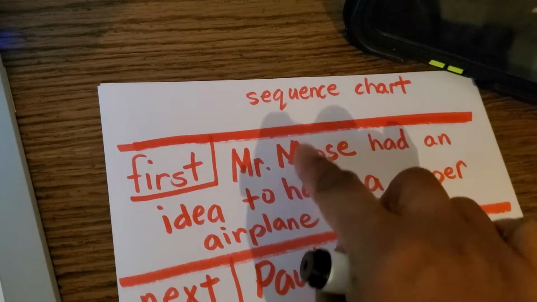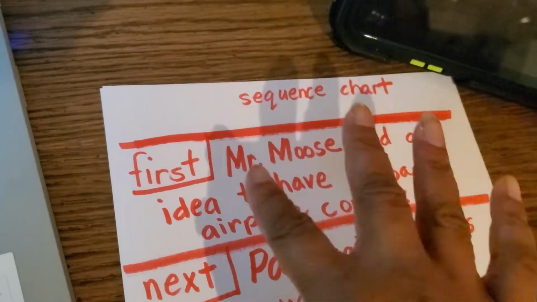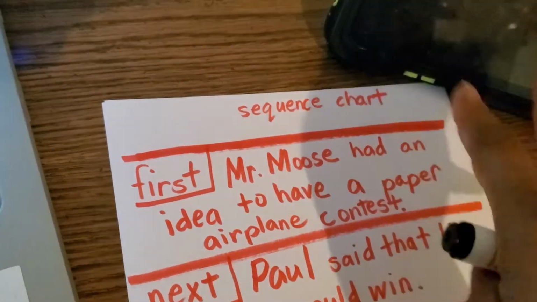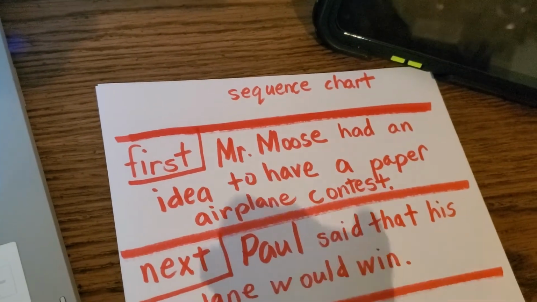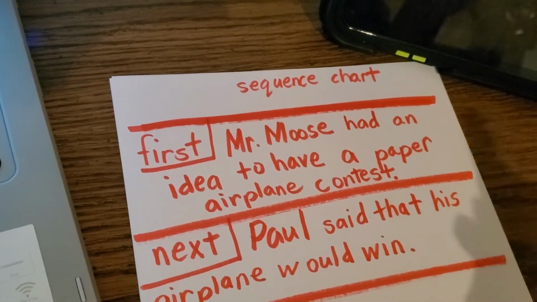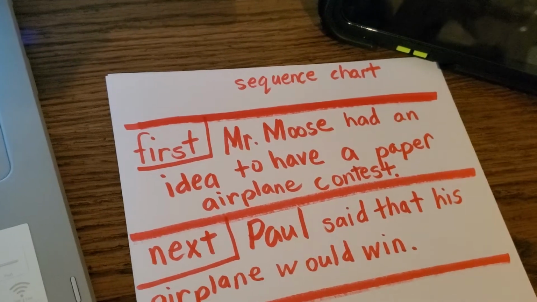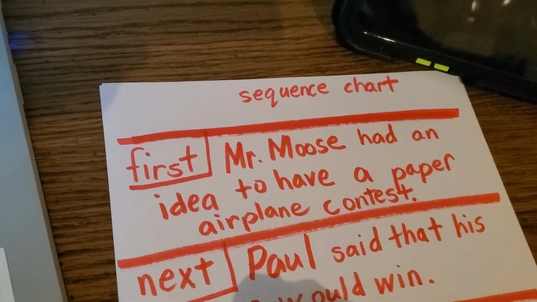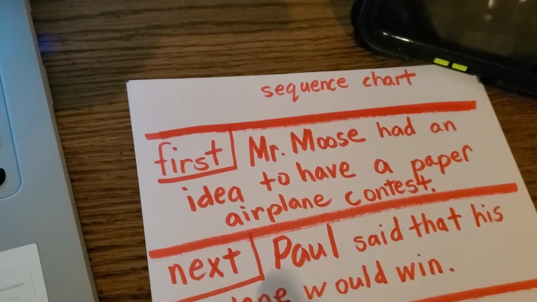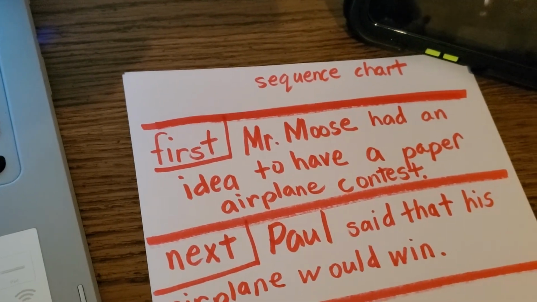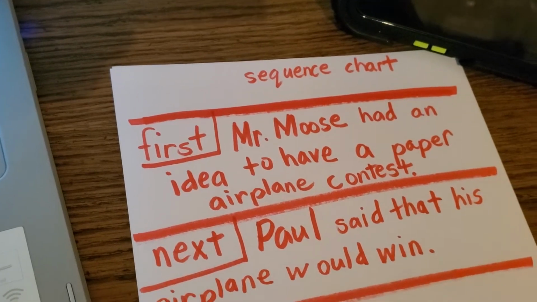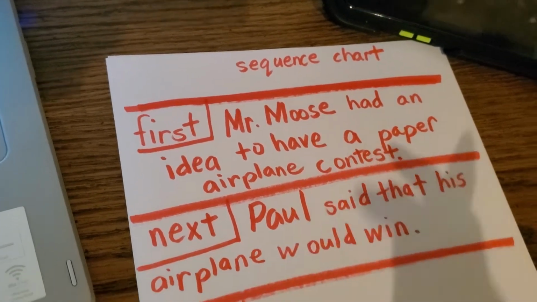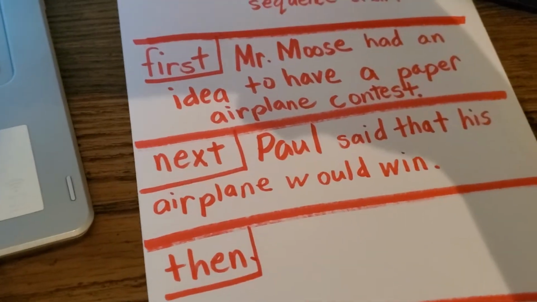So first, Mr. Moose, the science teacher, he was the one that said, hey, we're going to have an airplane contest. Hey, come on. Paul heard about it. He said, well, I know I'm going to win. I'm the strongest. I'm on the wrestling team. My airplane is going to win. So, then and finally, I'm going to let you finish those. I'm going to help you out just a little bit.